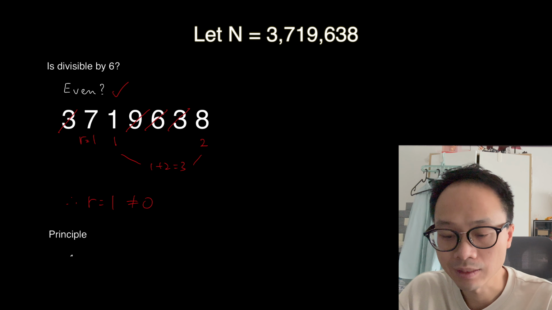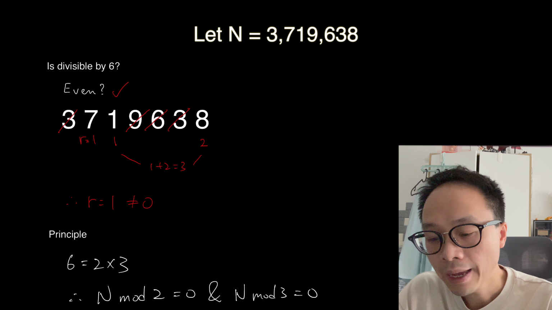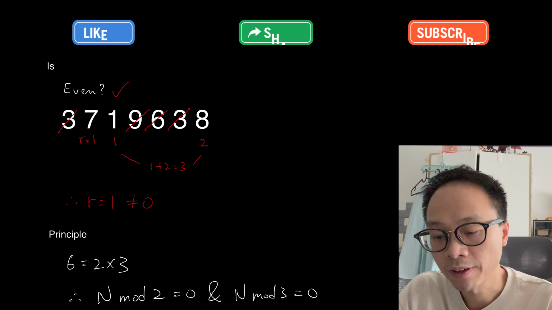Why? Since 6 is equal to 2 times 3. Therefore, n can be divided by 2 and divided by 3.